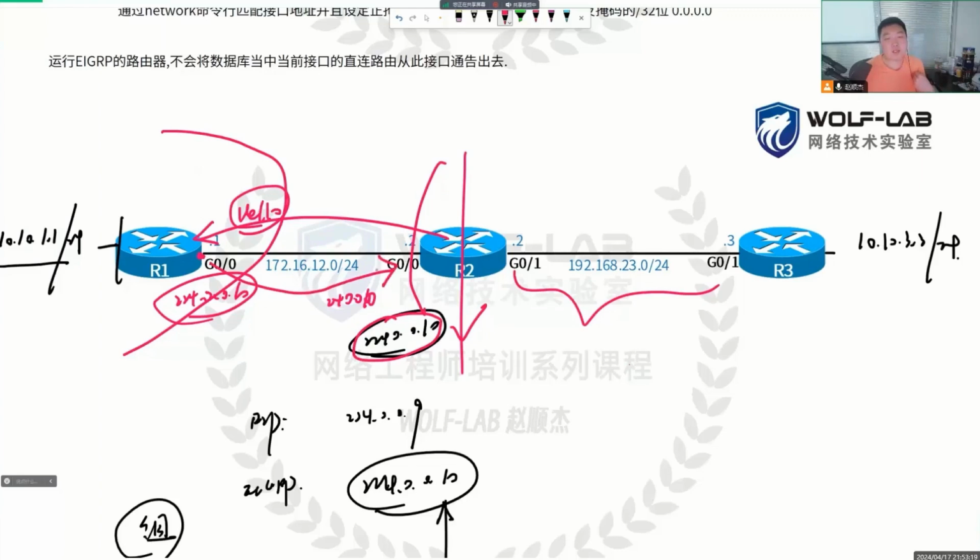I unilaterally acknowledge him as my neighbor. For example, if R1 receives R2's hello packet, I unilaterally consider R2 as my neighbor. At this time, R2 doesn't know yet. R2 doesn't think R1 is its neighbor yet, because it hasn't received the hello packet. Only when R1 also sends a hello packet and R2 receives R1's hello packet. In EIGRP, as long as you receive the hello packet and then check the message inside, I think he is my neighbor. Only when both sides think the other party is their neighbor can they normally transfer database entries.